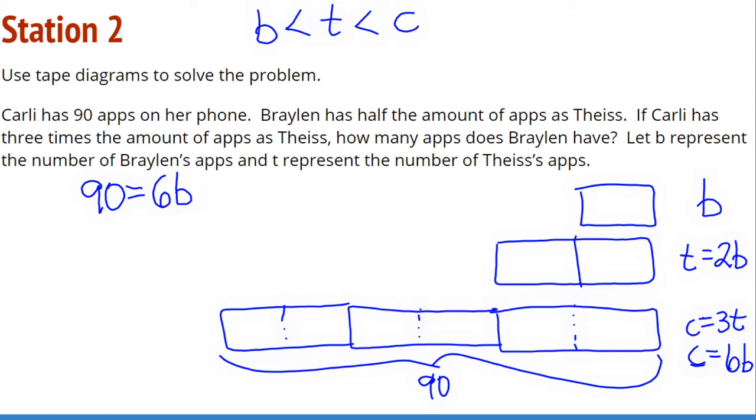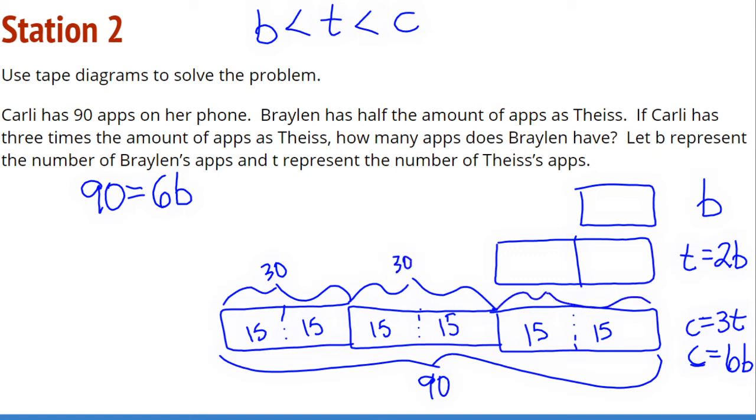All right. Well, I can also use my tape diagram over here. I've got 90, and it's going to split into 6 parts. So each one of them is going to be 15. And each one of those is going to be 30. So this is 30 for Theus. And Braylon is half of that at 15. So there I've got all my beautiful units all lined up, and I can see everything happening.